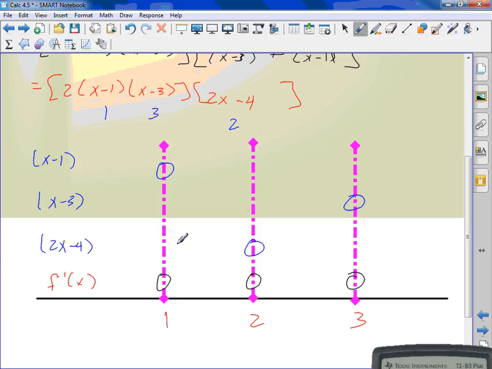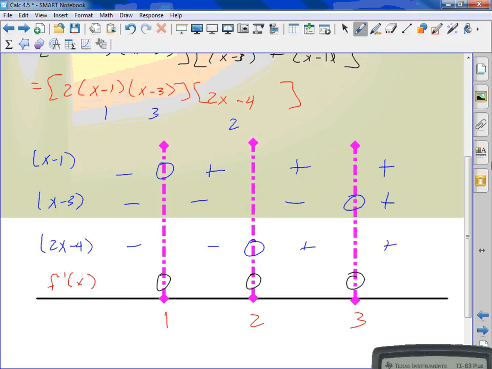If I pick a number less than 1, what do I get? Negative. So it's negative everywhere to the left, positive everywhere to the right. On x minus 3, everything less than 3 is going to give me a negative. Greater than gets me positive. Anything less than 2 gets me a negative. Anything greater gets me positive.